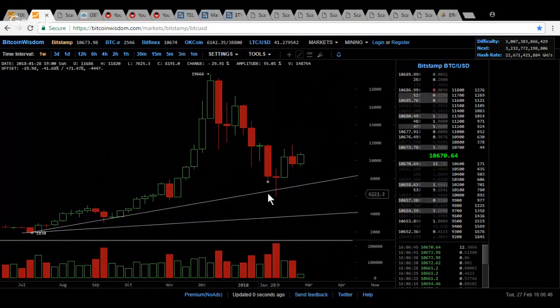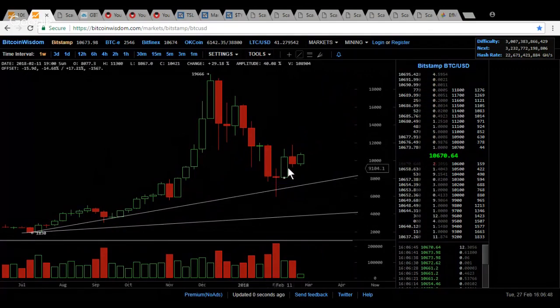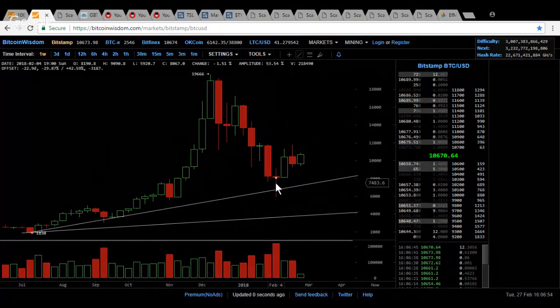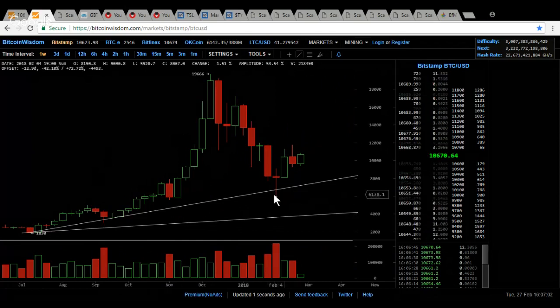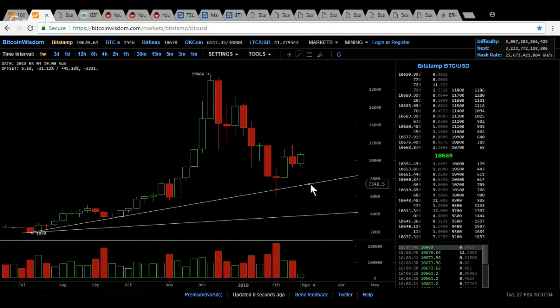The main one being this candle that we have talked about over and over again, which was the February 4th giant reversal candle that broke through this line and closed above it, and we're still above it today.